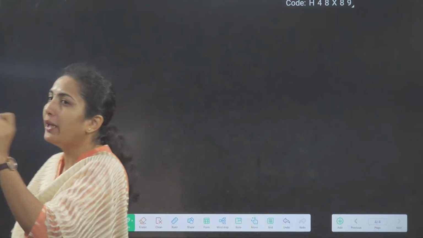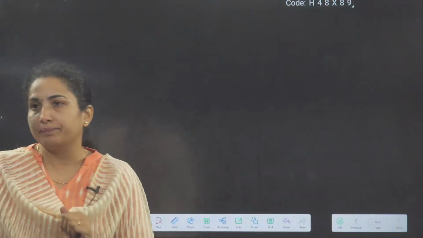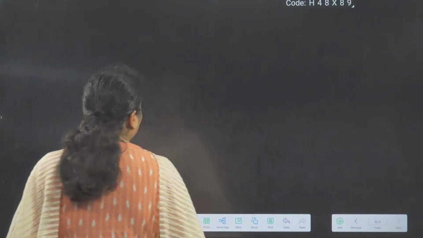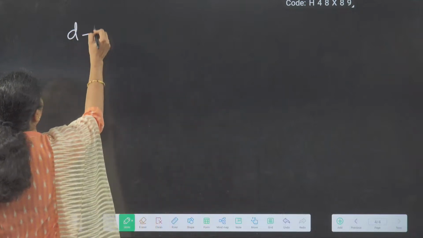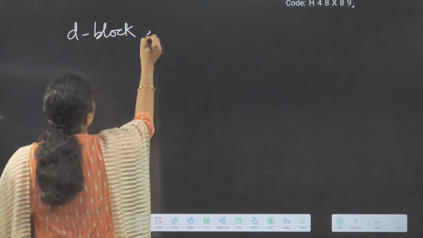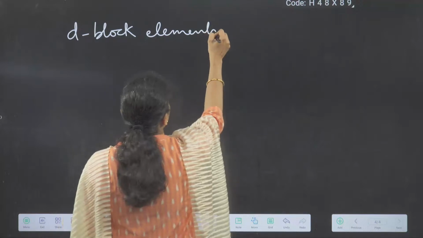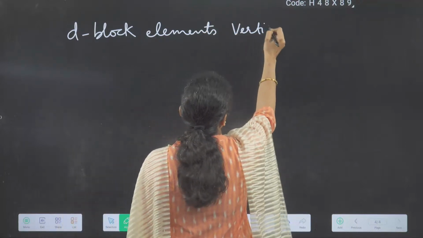Now I have given you almost the entire thing horizontally. Okay. Now the next which is going to follow from here is D block elements, how to write down vertically. Because knowing that also is going to help you out in the long run. Okay. So let us try to cover that here. D block elements vertically.